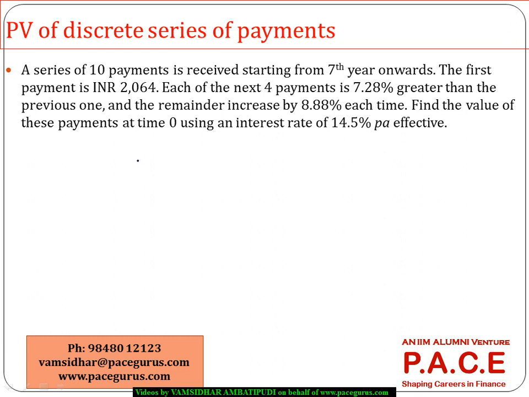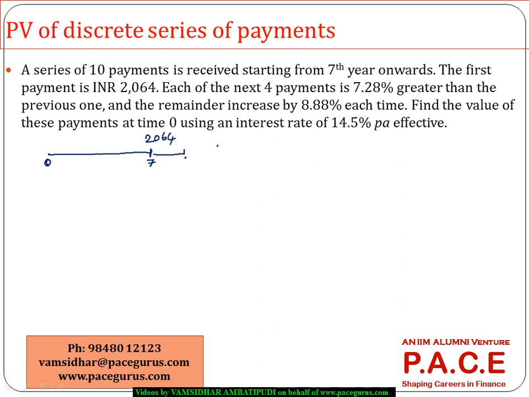Now let's look at the computation of the present value of a series of payments which are increasing by a certain rate for certain period. So I can use the basic fundamentals itself to try finding out the present value. So we can just see a series of 10 payments is received starting from the 7th year onwards. So we are at 0, up to 7 years, no payment. In the 7th year we are receiving a payment. The first payment is 2064 rupees.